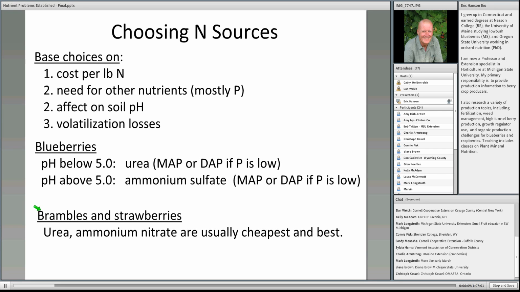For brambles and strawberries, usually the cheapest forms are best, so urea or ammonium nitrate are good choices there. I know a number of growers use calcium nitrate, and there may be some reasons for that, particularly in the middle of the summer when there's some concern about volatilization losses from urea.